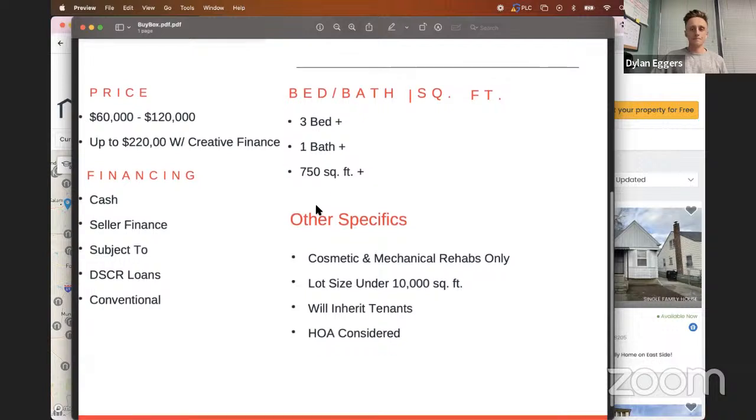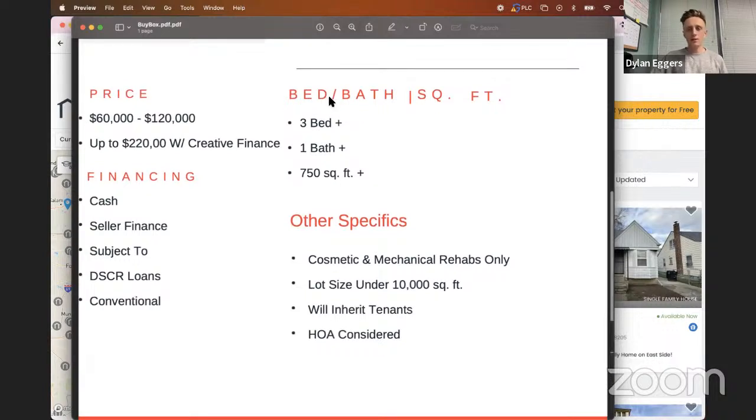Bed bath, really, we ideally want 3 beds and up. 1 bath is actually perfect. We actually prefer only 1 bath, but if it has 2, we're okay with that. 750 square feet and up, ideally. These homes tend to be smaller as well, which is okay with us. It's less maintenance, right? So if tenants are putting holes in walls, there's less square footage for them to put holes in.